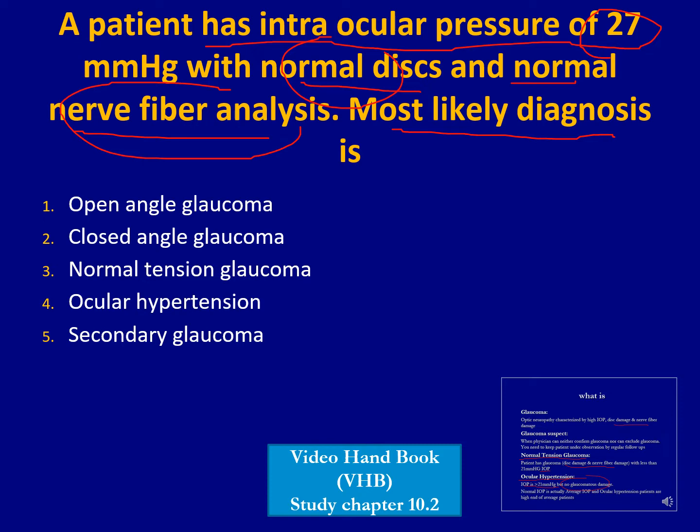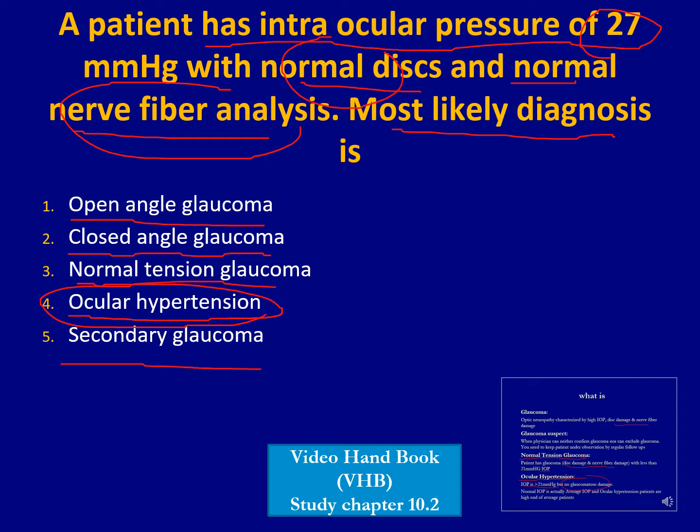So one of the options is open angle glaucoma, unlikely. Closed angle glaucoma, unlikely because there is no glaucomatous damage. Normal tension glaucoma, again unlikely because there is no glaucomatous damage. Ocular hypertension, that may be the answer because in ocular hypertension there is no damage. And the fifth option is secondary glaucoma. Again, secondary glaucoma is a glaucoma and does cause nerve fiber damage. So the answer is probably ocular hypertension.